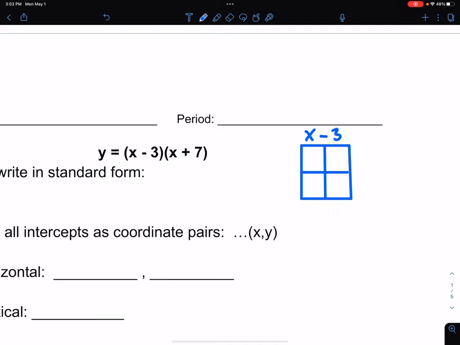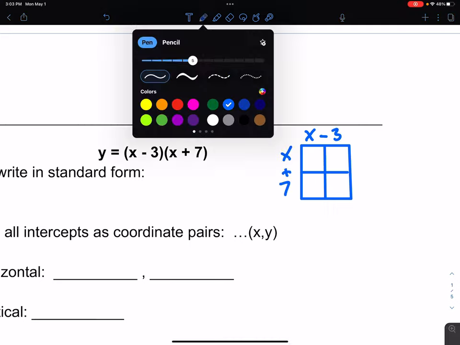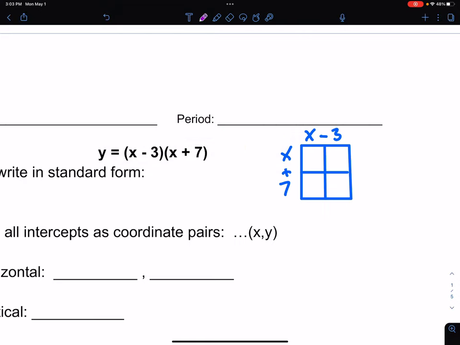x minus 3, x plus 7. All right. Okay, so x times x. Remember, we're multiplying all this stuff. We're not going to add anything. We're multiplying. x times x is x squared. Negative 3, I'm going to multiply negative 3 times x and get negative 3x. I'm going to multiply x times 7 and get 7x.